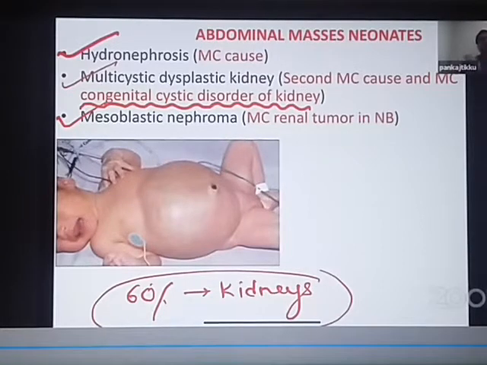So which are the important causes of abdominal mass in newborns? I will only talk about 3 causes of abdominal mass in newborns, and all the 3 are known to arise from the kidneys. Which is the most common cause of abdominal mass? Hydronephrosis. Which is the second most common cause? Multicystic dysplastic kidney. And which is the third most common cause? It is mesoblastic nephroma.